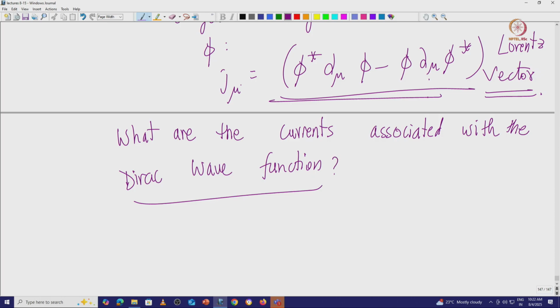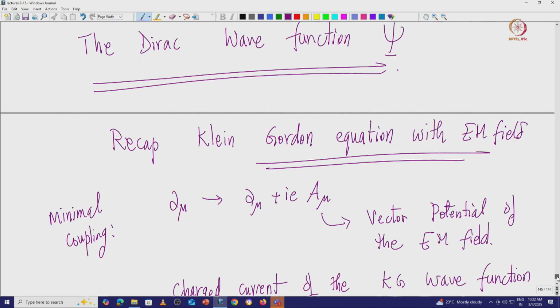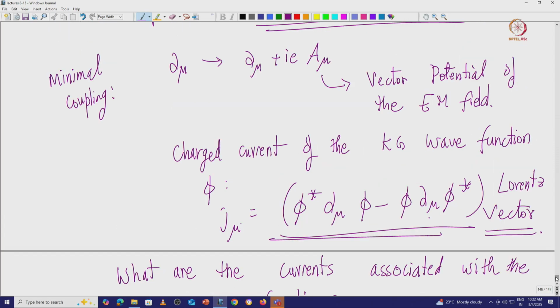Now remember, the Dirac wave function is different because it is a spinor. Here phi itself is a scalar in the Klein-Gordon field, and that is the reason why you need to put in a del mu to make it into a vector current. Essentially you need a vector current. What makes it a vector is the del mu. Remember, del mu transforms as a vector under Lorentz symmetry.